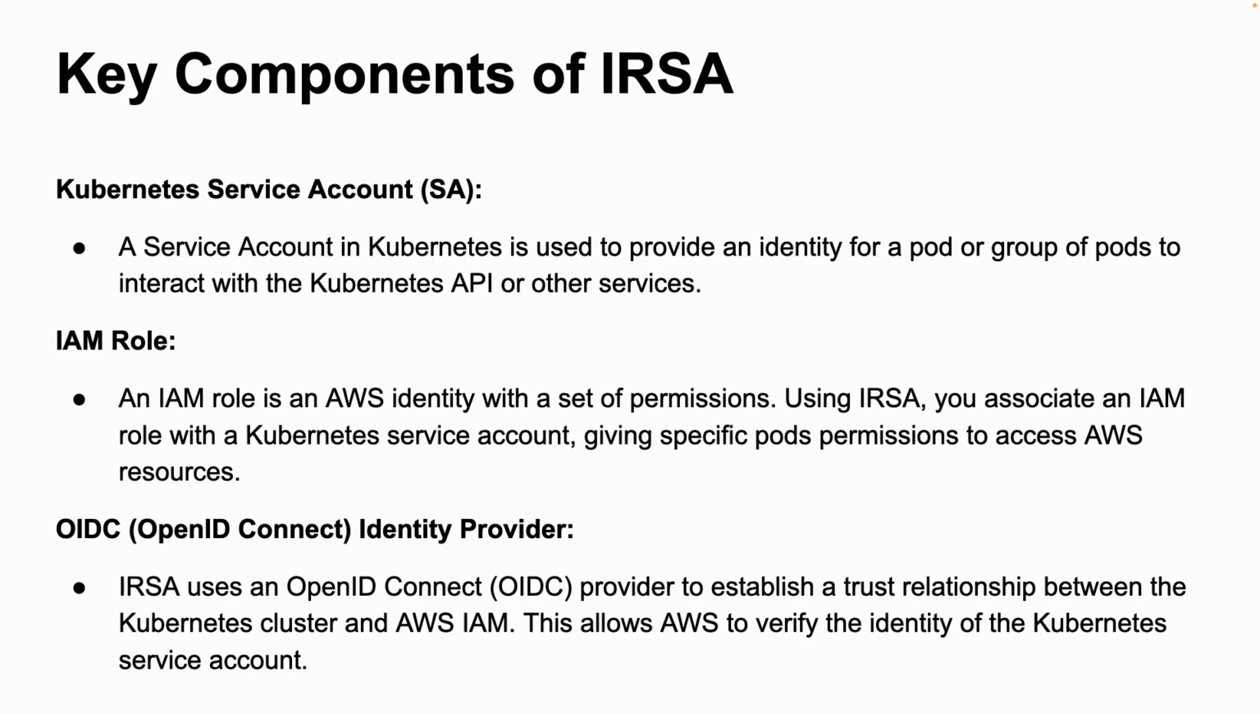This is a new, or you can say a distinguished component as compared to EKS pod identity. In IRSA, we will be using OIDC, which stands for OpenID Connect, identity provider. Here, IRSA uses an OIDC provider to establish a trust relationship between the cluster and AWS IAM. This allows AWS to verify the identity of the Kubernetes service account. So OIDC will act as a mediator between our Kubernetes cluster and AWS IAM by providing a trust relationship.